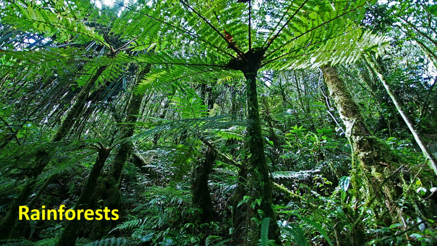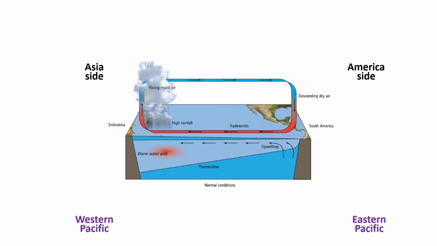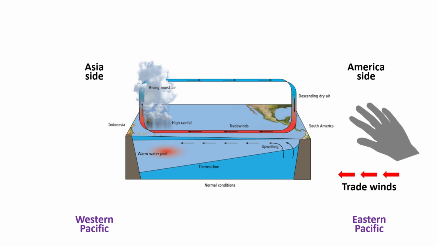What about the America side or the Eastern Pacific side? Imagine Pacific Ocean as a huge bathtub. Your hand is the trade wind. You push warm water at the surface from the east side to the west side. Then what will happen? The warm water will pile up on the west side of the tub. On the east side, the cooler water at the bottom will rise and take the place of the warm water pushed to the western side.